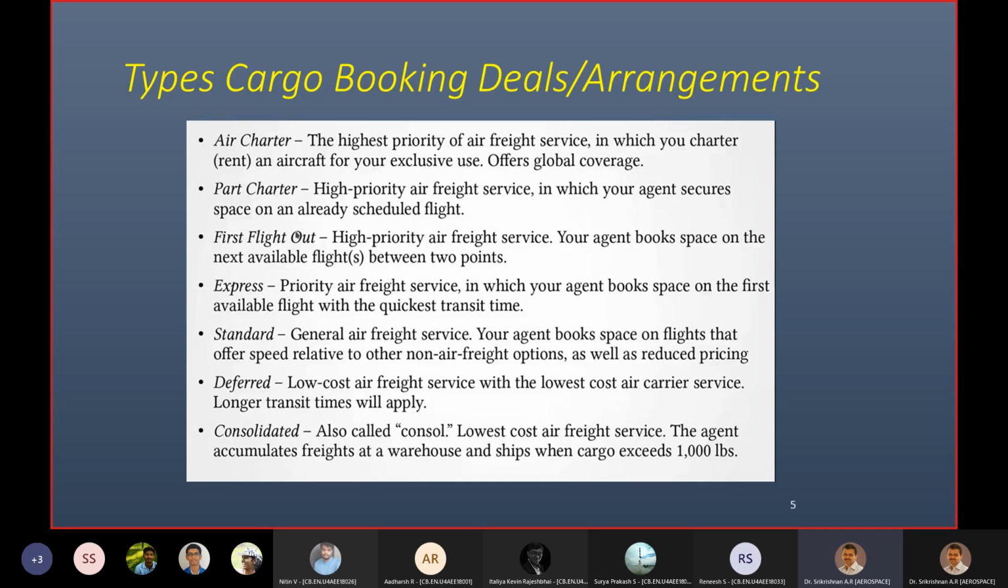Now, here, it's not exclusively for you. The second is you have to share the space. So you have to compromise on something, but the benefit is that the cost will be significantly lower than you exclusively hiring or renting a cargo carrier. So this is the second.